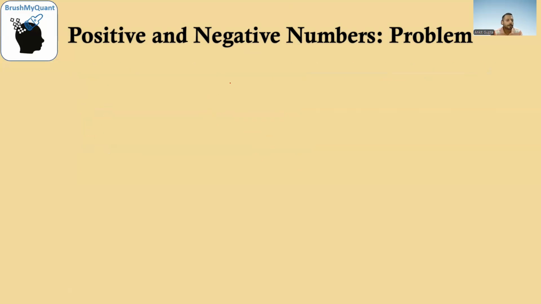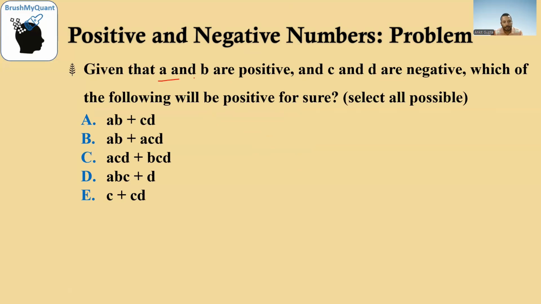Let's try another problem. So given that A and B are positive, and C and D are negative, which of the following will be positive for sure? And we have to select all possible answer choices. So it is given to us that A and B are positive numbers and C and D are negative numbers. And we have to find which of the following option choices will be positive for sure. And 5 option choices are given to us. So let's start looking at each and every option choice. So let's start with option number A.